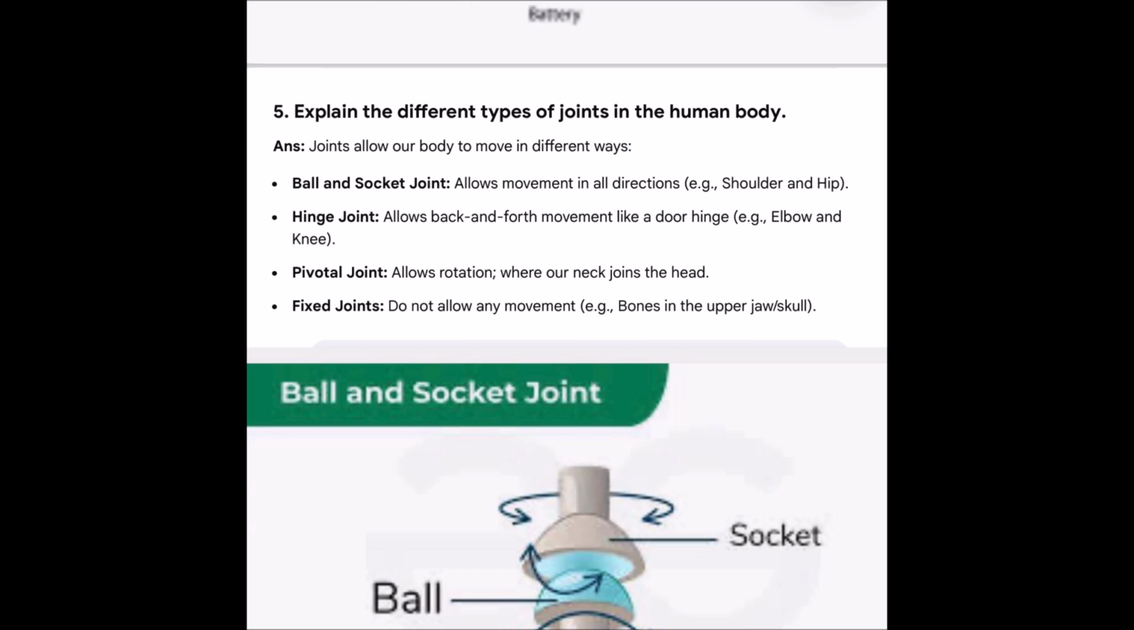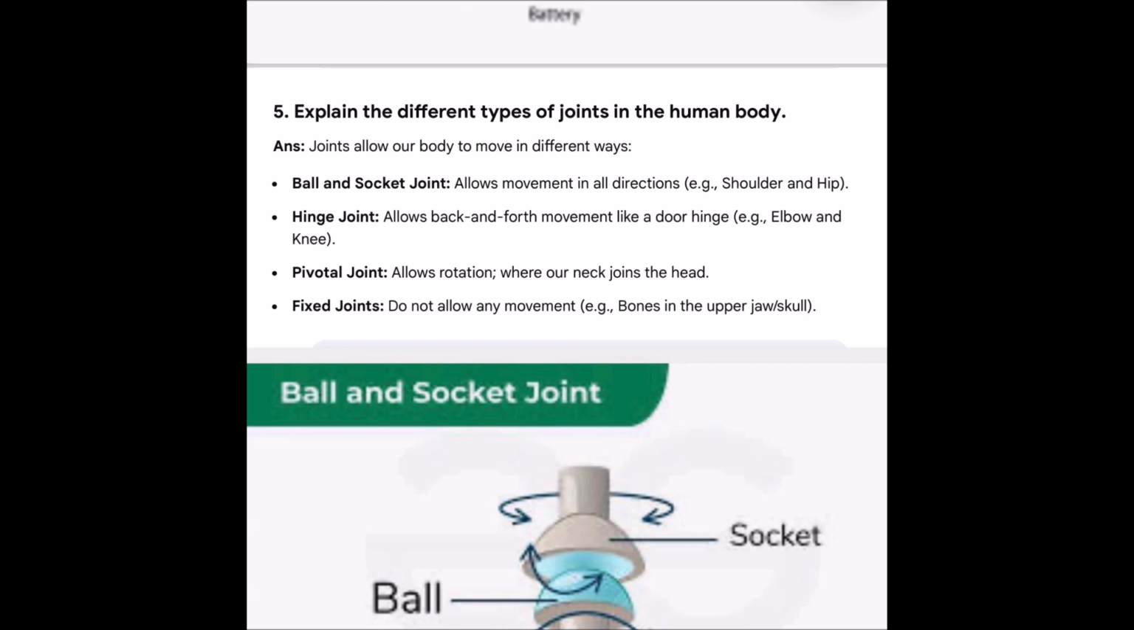And the last joint is fixed joints, and they do not allow any movement. The example of the fixed joint is the bones in the upper jaw. The upper jaw does not move, only the lower jaw can move. So this is the fixed joint which does not move. This is in our upper jaw.